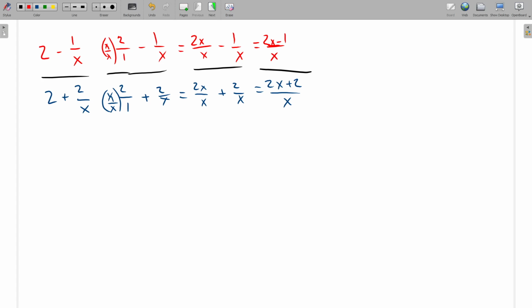So we can rewrite this as the numerator divided by the denominator. And we know how to deal with this. We use that keep, change, flip strategy. So coming down here, we have 2x minus 1 over x. We keep this the same. We change the division to multiplication, and then we flip the second fraction, x over 2x plus 2.